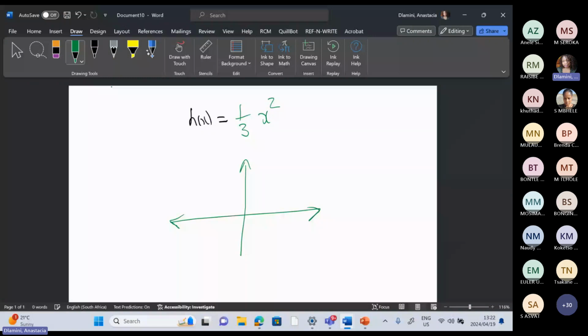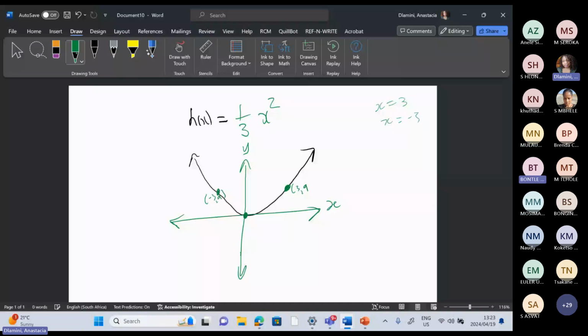So y, x, and then let's draw the parent function. Now let's say in the parent function, if I choose x to be equal to 3, and x equals -3, what do I get? I get y equals 9, isn't it? So I'm just choosing points there. Let's say I chose this point, which is -3 and 9, and this point, which is also 3 and 9. Are we together, guys?